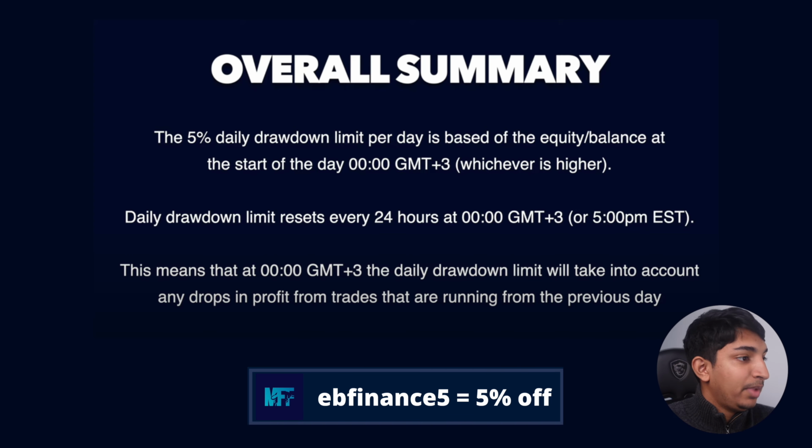So I'm going to do a quick summary of the daily drawdown rule. No examples, but I'm going to go over the rules. Basically a summary of it. The 5% daily drawdown limit per day is based off the equity or balance at the start of the day, 12 a.m. GMT plus 3, right? That's the time frame. And the daily drawdown rule is based off whichever is higher, the equity or balance.